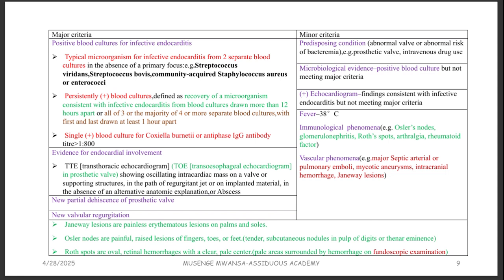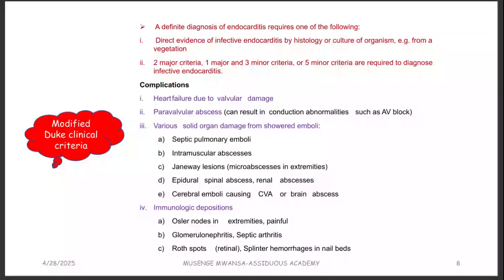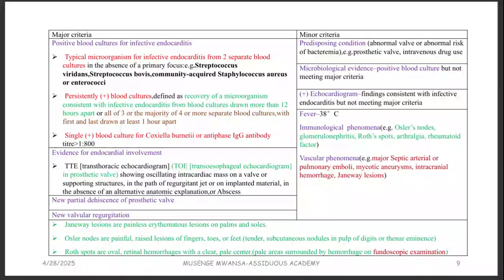Number four major criterion is a new valvular regurgitation. So this patient develops a new valve regurgitation. Okay, so these are the four. If you just have two major criteria from all these four, then you can diagnose infective endocarditis.